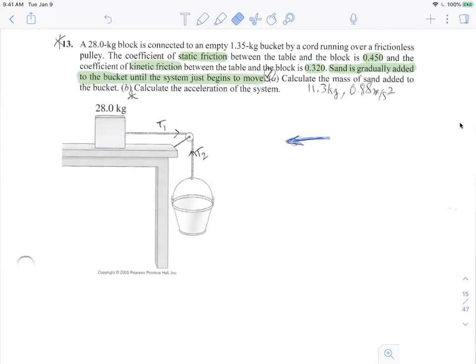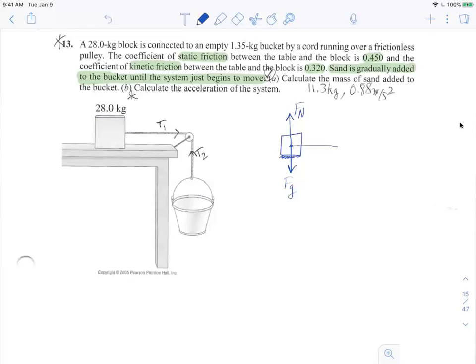So let's actually draw the diagram separately. Here's the diagram of the block. There's the force of gravity due to the block. There's the normal force, because for each action, there's an opposite reaction. So the 28-gram mass pushes on the table, and the table pushes back, and that's called normal force. It's perpendicular to the surface. There's also some friction here.